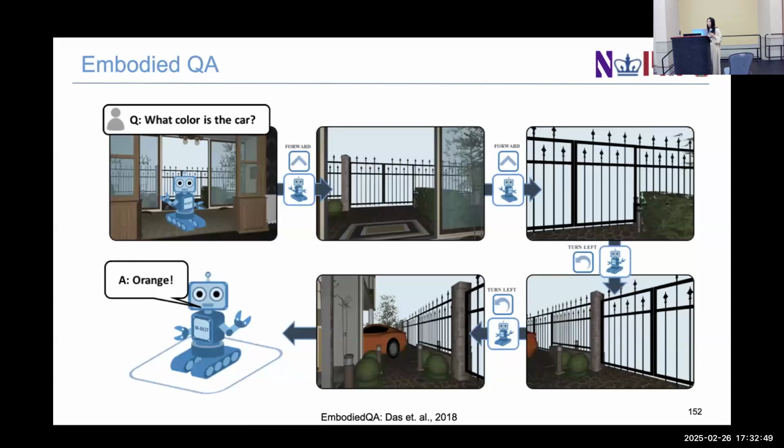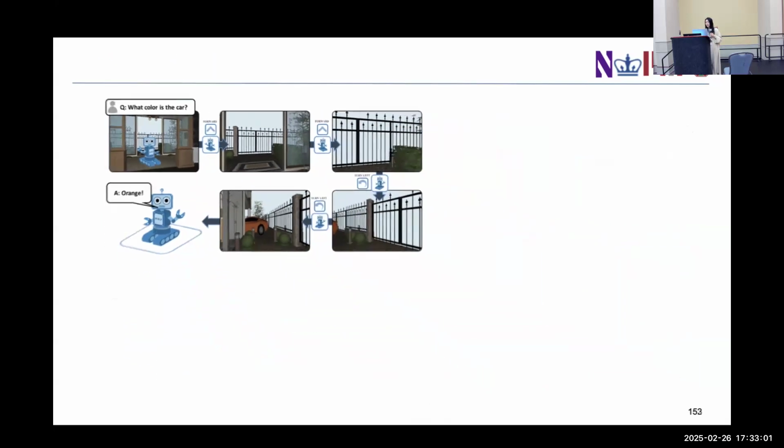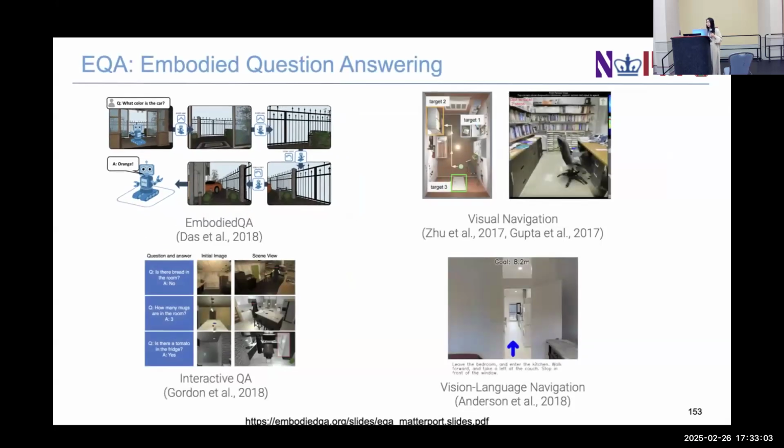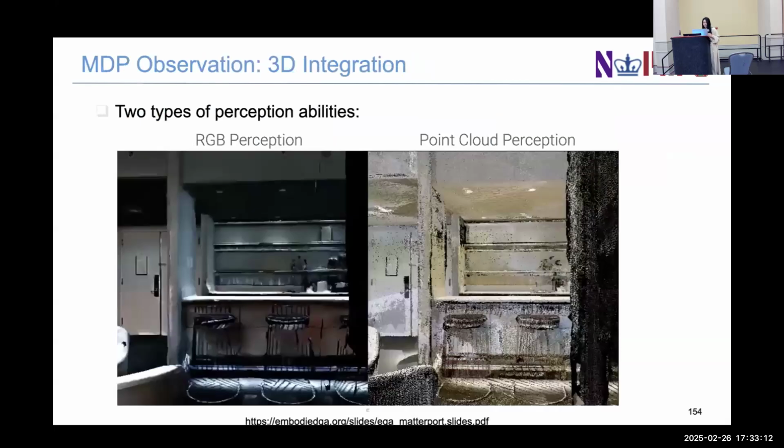So that's essentially why embodied QA has been proposed. Basically, if you want to answer the question, you want the agent to first select some actions to navigate the environment, until finally the agent answers the question. And this actually is not the only task that we focus on in this embodied QA setting. We also work on visual navigation, interactive QA, or vision language navigation.